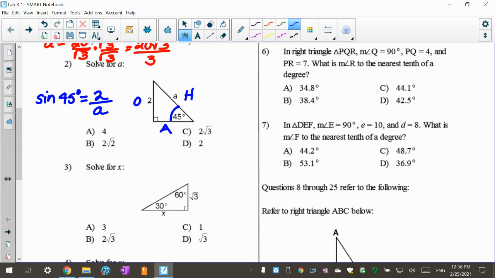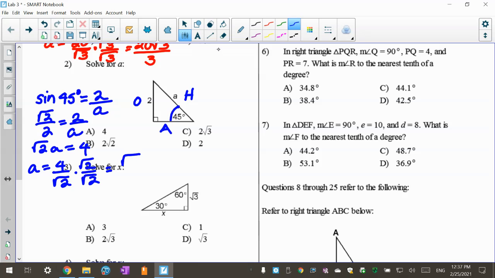Okay? So now I know the sine of 45 is on my table. That's radical 2 over 2 equals 2 over A. So I'm going to cross multiply. So I have radical 2 times A equals 4. A is 4 divided by radical 2. And then I'm going to rationalize that. So that's 4 radical 2 over 2. And that'll reduce down to 2 radical 2, which comes out to be choice B. I know I'm kind of writing on the next one, but that's how you would do that one.